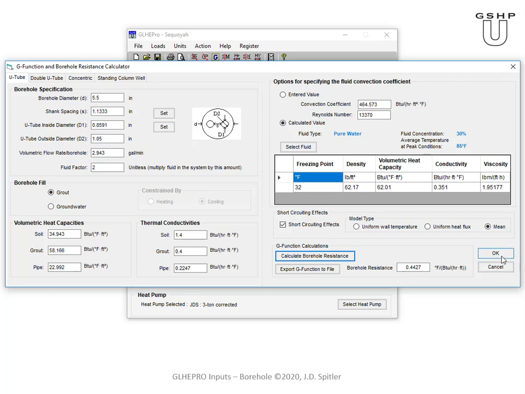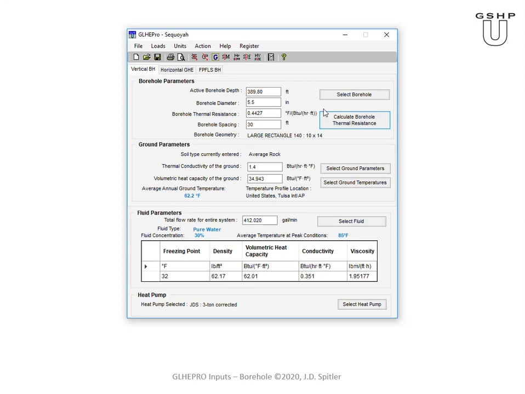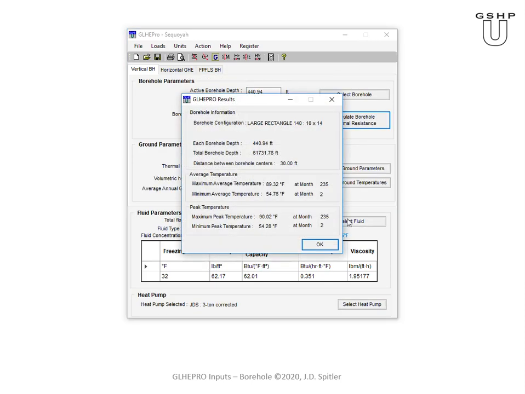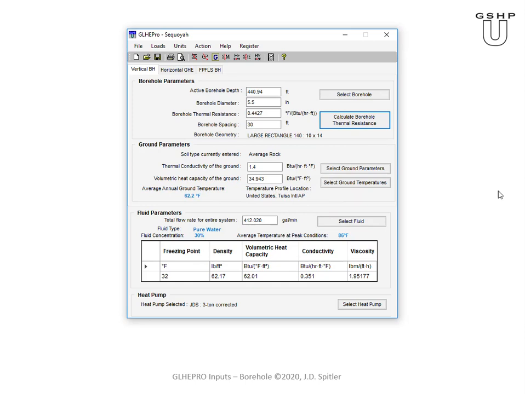So let's just go ahead, select that, and size to 90 degrees maximum, 40 minimum, 20-year period. And we get 440.94 feet. So for here, that would be pretty deep. Probably we would have to go to more boreholes in that case.